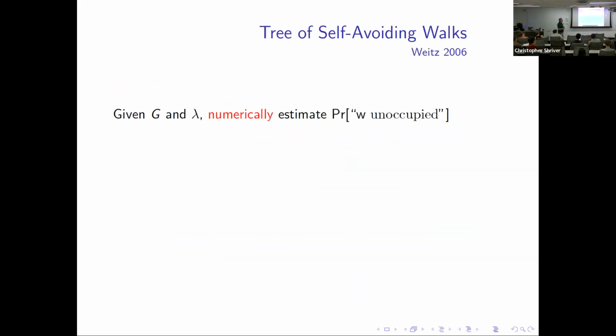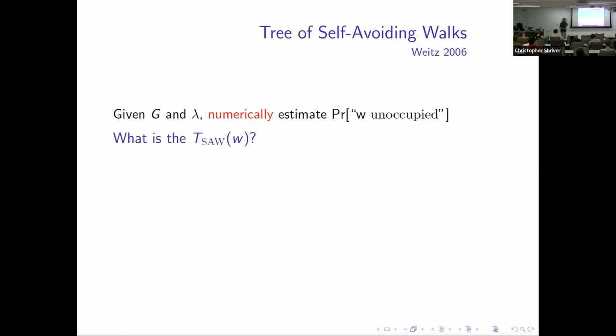Okay, so we have a graph G, lambda, and we want to numerically estimate, say, for some vertex W, the probability of being occupied in the hardcore model. So how can you numerically do this? Basically you need to find a way to organize your calculations in a way that helps you to estimate this marginal. And we have this celebrated algorithm from 2006 by Weitz that shows us how to do it, right? And it relies on a topological construction called the tree of self-avoiding walks.